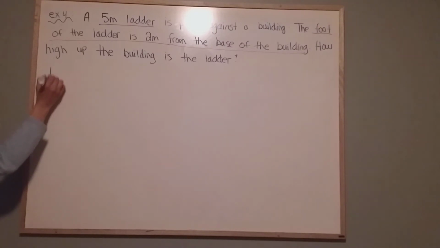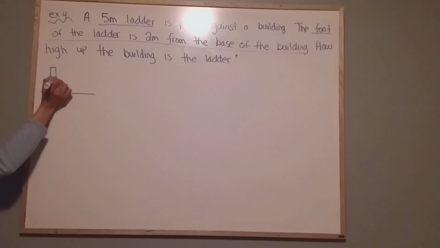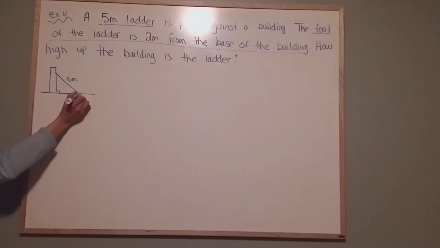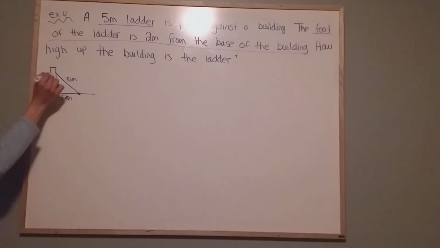So this is my building. That's the street or the grass. When I place a ladder, I place my ladder diagonally. So this is 5 meters. This forms my 90 degrees. Okay? The foot of the ladder is the bottom. It's called the foot of my ladder. This is the base of the building. They're saying the distance from here to there is 2 meters. They want you to find how high the ladder goes up.